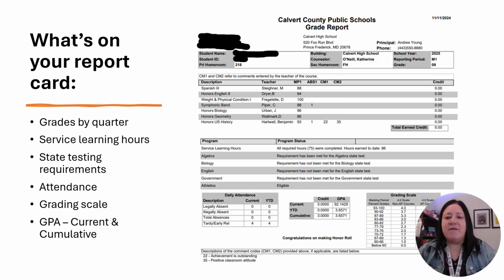Then to the right of that, it has information about our grading scale. So you hear a lot of students and teachers say you get extra weight for an AP course, and that will break down how that factors into your GPA.